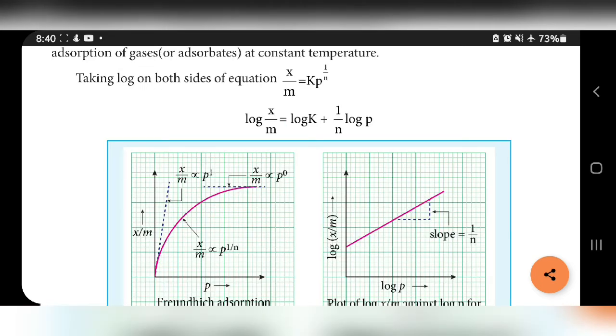The same equation is given, x by m is equal to k p power 1 by n. If you take log on both sides, this equation changes into log x by m is equal to log k plus log p power 1 by n. In log, if there is a power, we can bring it to the front. So log x by m is equal to log k plus 1 by n log p. That means we are applying log formulas.